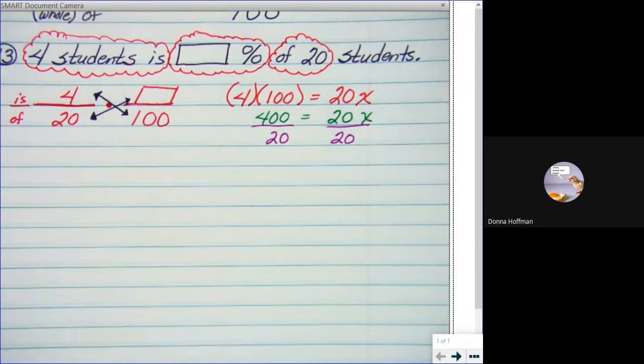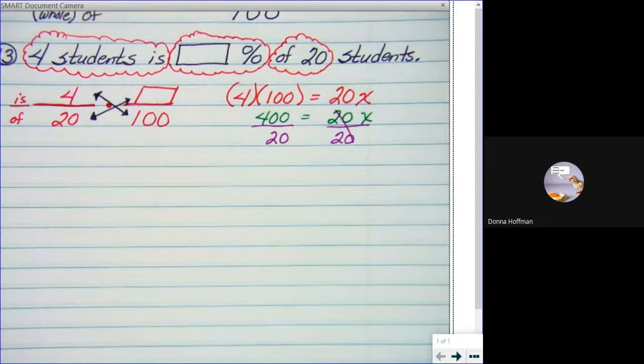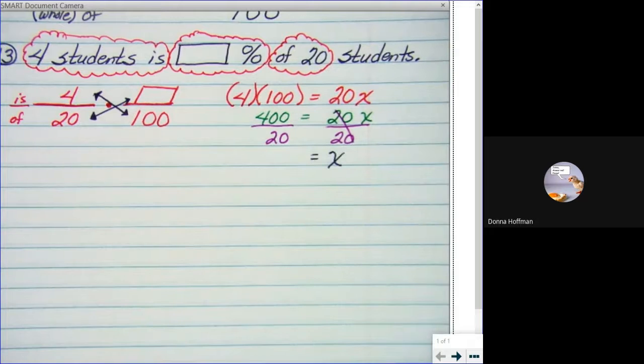Right? So that's what I'm going to do. And that 20 divided by 20 is 1. 1 times x makes everything go away at this point, leaving me x all by itself. Ta-da, I'm there.